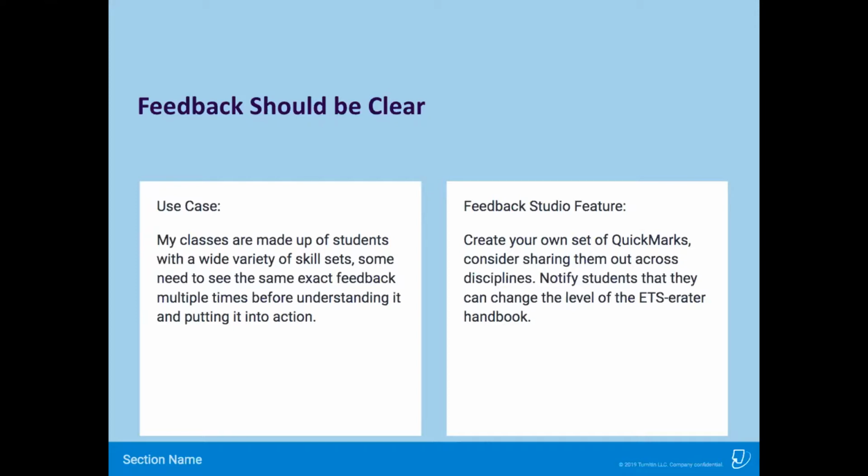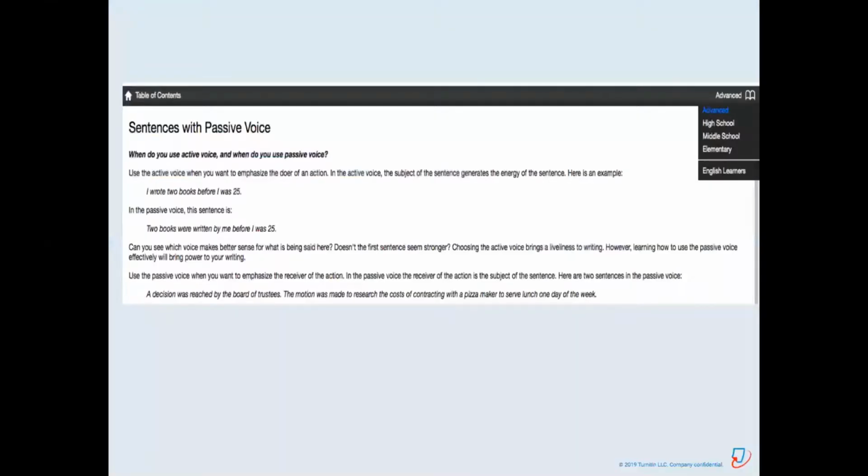You can also notify students that they can change the level of the ETS E-Rater handbook. If the feedback is too complicated for them, or if it's not making sense, they're not able to easily digest what's being said to them in terms of the errors that they made, the examples, the definitions, explanations, students have the ability to change that level of the handbook. Right here we see a screenshot of the ETS E-Rater handbook and the area in the system where students have the ability to drop this level down.